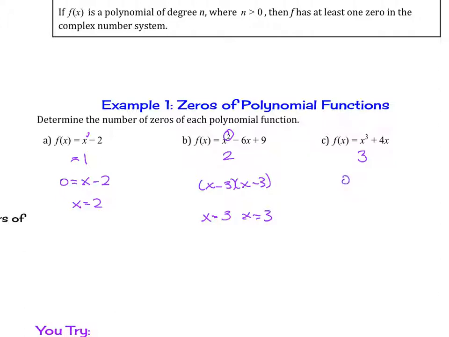Then the last one, 0 equals, let's factor out an x. We have x squared plus 4. And so we have x times x plus 2i times x minus 2i. And so here we have 3 zeros. We have x equals 0, x equals negative 2i, and x equals positive 2i.